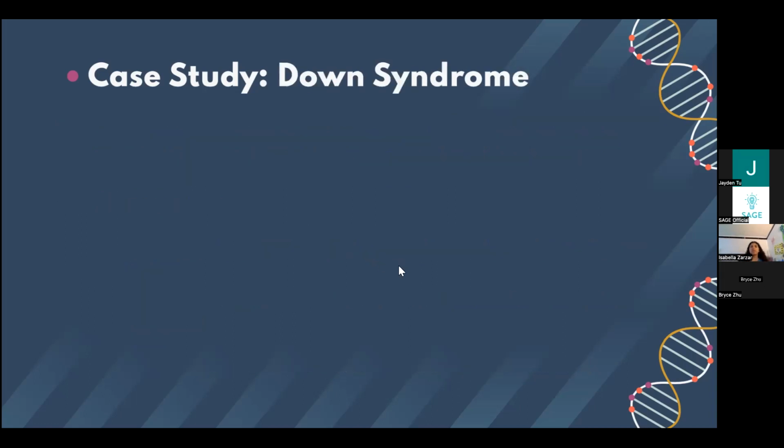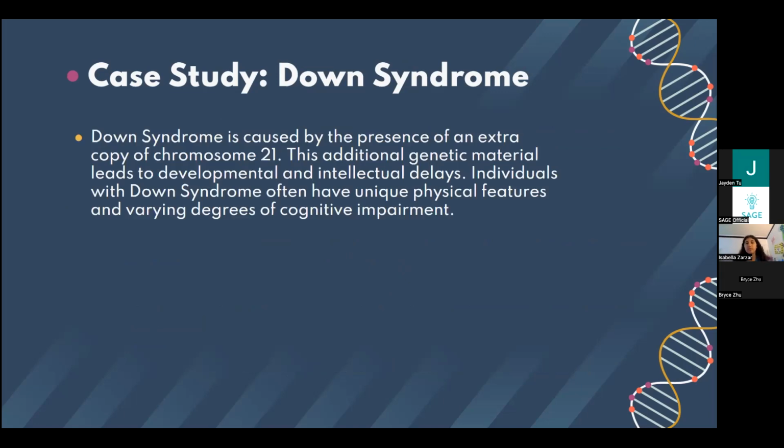Okay, let's move on to Down syndrome. This is another example of a genetic disorder. It's caused by the presence of an extra copy of chromosome 21. This addition can lead to developmental and intellectual problems. So people with Down syndrome usually have unique physical features and cognitive impairment.